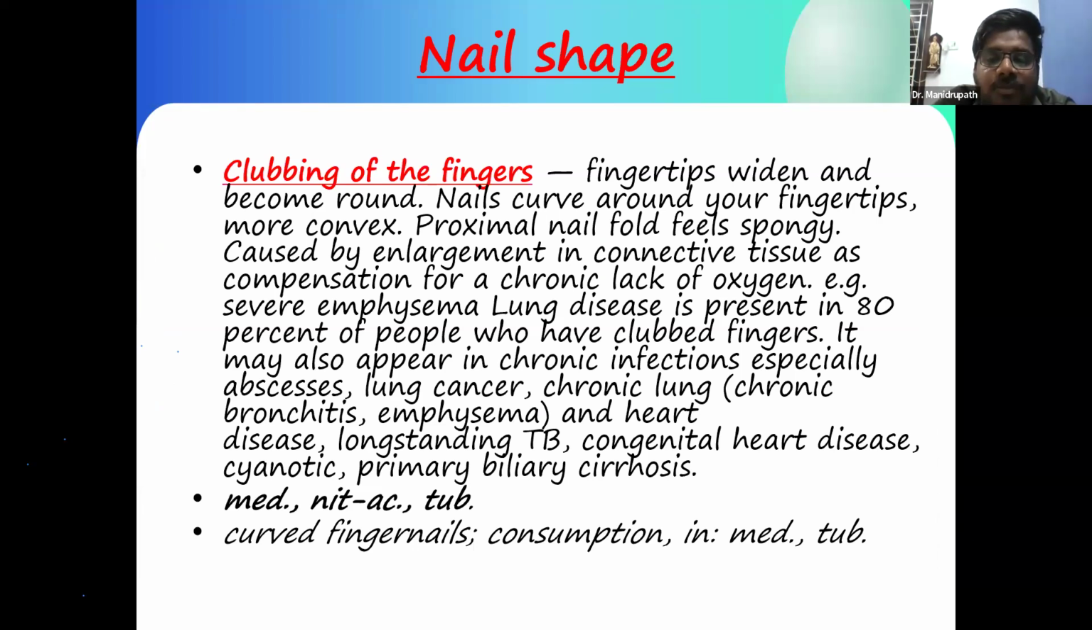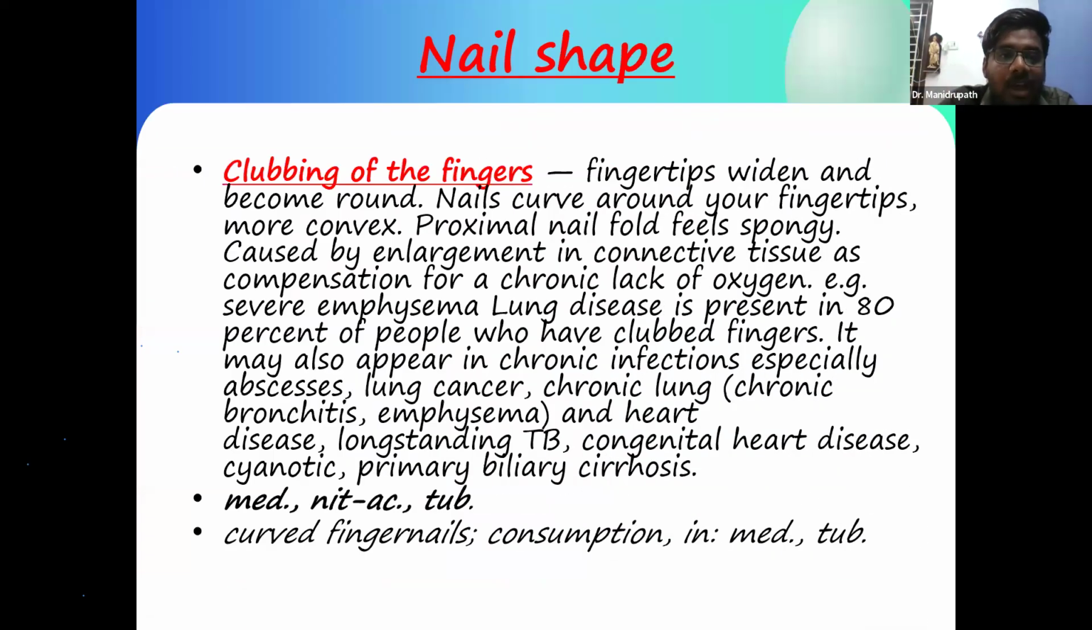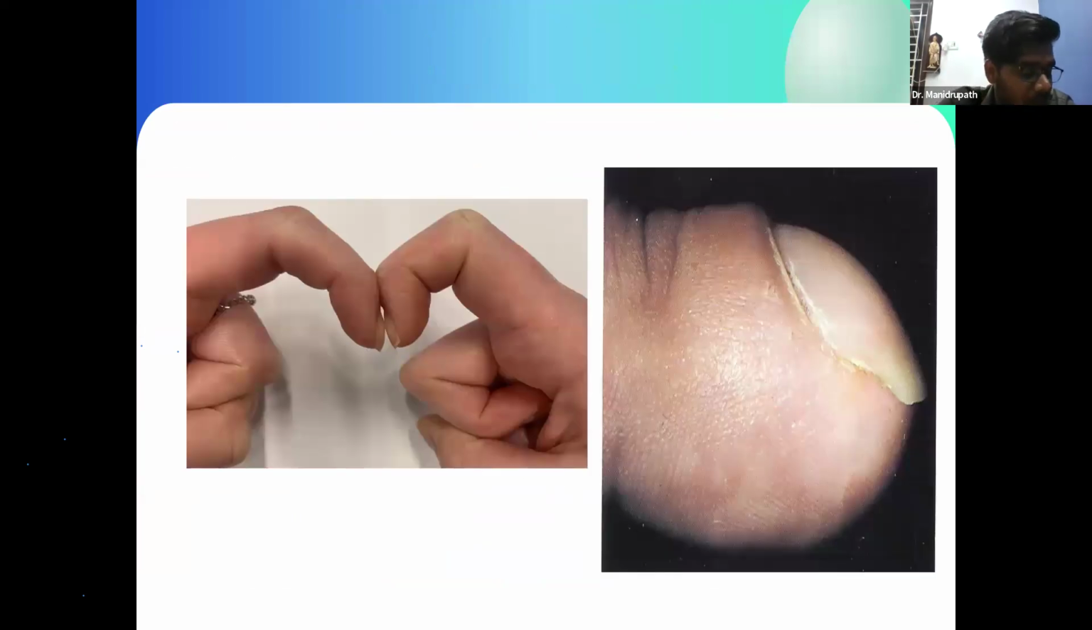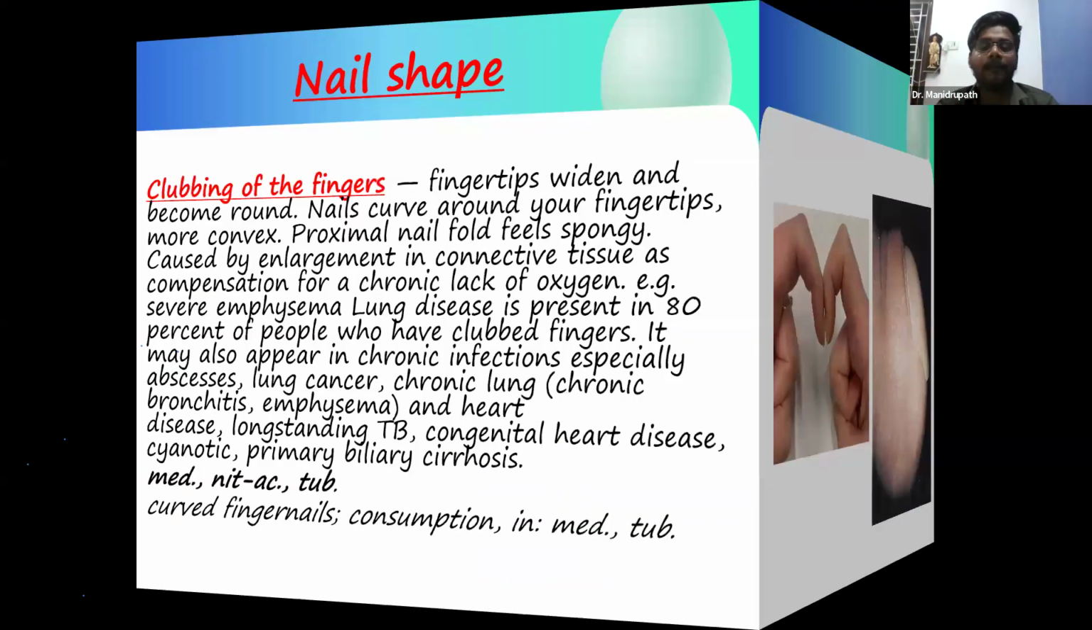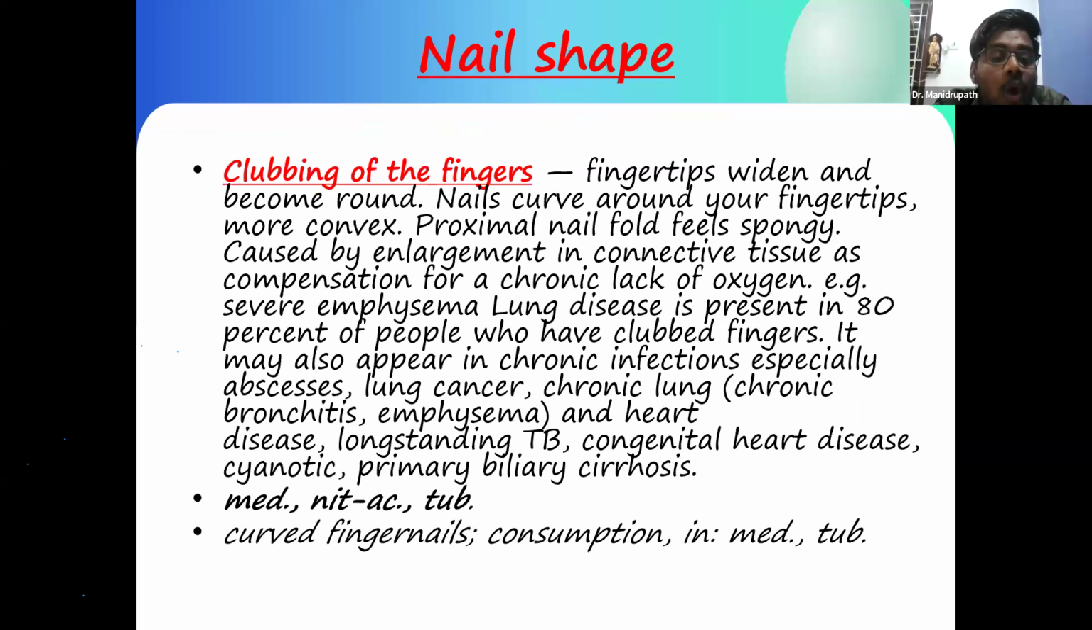Proximal nail folds feel spongy, caused by enlargement of the connective tissue as compensation for a chronic lack of oxygen. So in almost all cases of emphysema or COPD, lung diseases where the partial blood oxygen level is dropping, first you need to observe whether there is any clubbing of fingers. If there is any clubbing of fingers, then you can prescribe based on this pathology with symptoms matching it. Chronic lung diseases, chronic bronchiectasis.